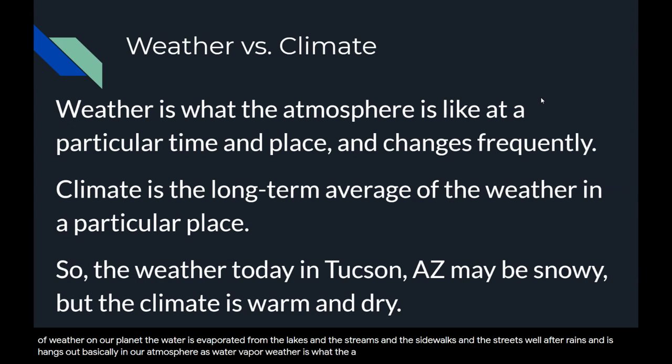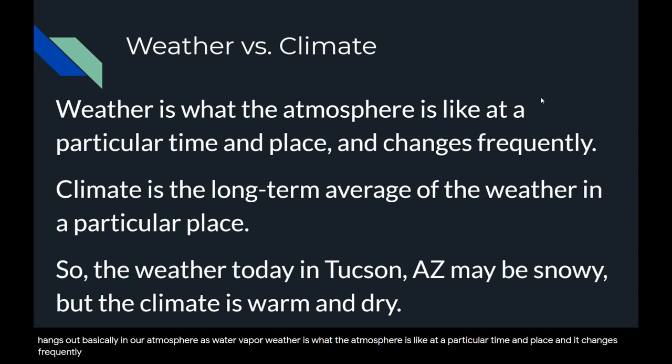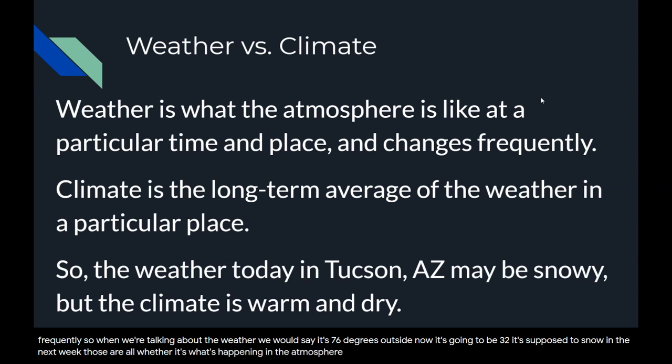Weather is what the atmosphere is like at a particular time and place, and it changes frequently. So when we're talking about the weather, we would say it's 76 degrees outside now. Tomorrow it's going to be 32. It's supposed to snow in the next week. Those are all weather. It's what's happening in the atmosphere currently, or in the recent past, or in the recent future. Weather will change.